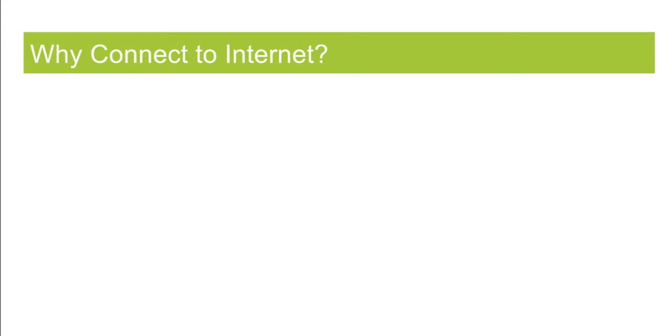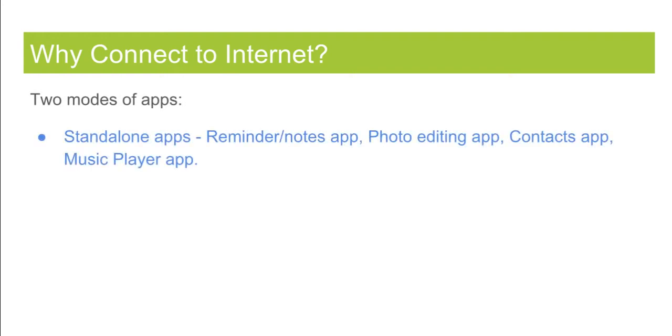So why there is need to connect to the internet? We can categorize Android apps on the basis of connectivity in two types. First is standalone apps. Those apps which do not need internet to achieve their desired or core feature. For example, reminder apps or note apps, photo editing apps, contacts apps, or music player app.